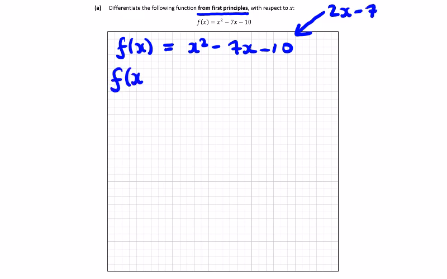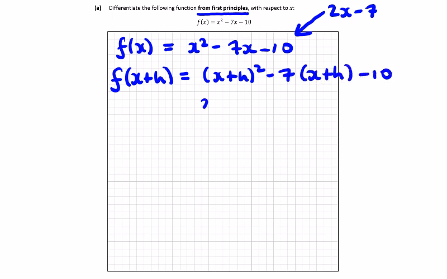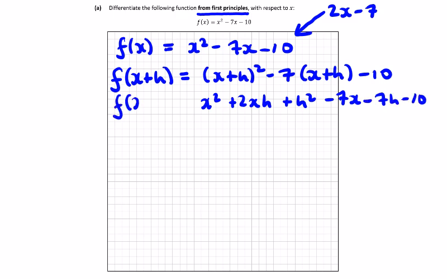We want to find f of x plus h. Go to previous videos if you want an understanding of exactly what's happening here. x plus h squared minus 7 times x plus h minus 10. So this is going to be x squared plus 2xh plus h squared minus 7x minus 7h minus 10. This is f of x plus h. So this is giveaway marks for those who are willing to prepare for it. We want to take away f of x.